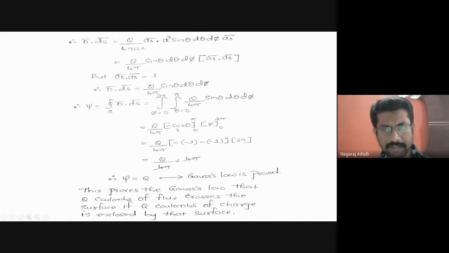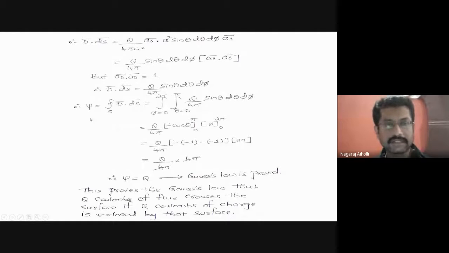Cos 0 is 1, and minus of this, the minus will come in. So minus of minus cos 0 is 1. Then 2 pi minus 0 is 2 pi. Then if we simplify this, Q by 4 pi, minus 1 into minus 1 is plus 1. 1 plus 1 is 2. 2 into 2 pi is 4 pi. 4 pi and 4 pi will cancel and we get psi is equal to Q, which is nothing but our Gauss law. We have proved that LHS is equal to RHS.